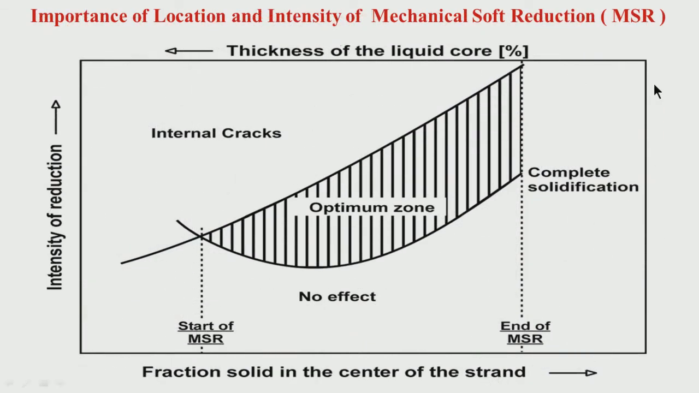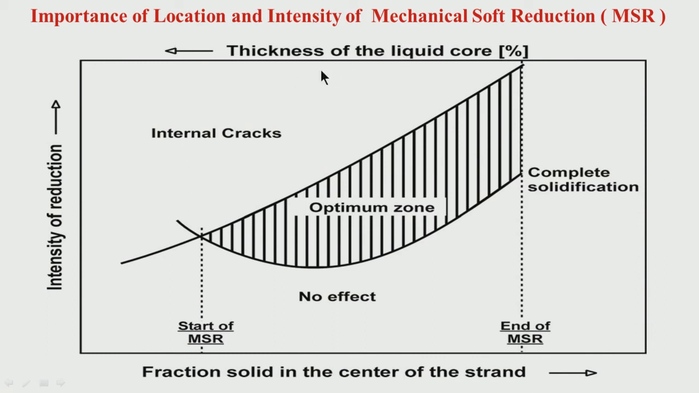Now, as I was telling you, let us try to understand how you decide where to give the pressure and how much pressure to give. This is again important. This is the intensity of reduction, that means how much reduction you are giving. So, intensity is increasing this way, and fraction solid in the center of the strand, that means how much liquid and how much solid will be there in the mushy zone. These are basically dependent. Fraction of solid increasing means the liquid core will be decreasing.